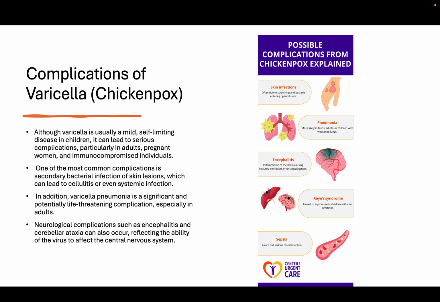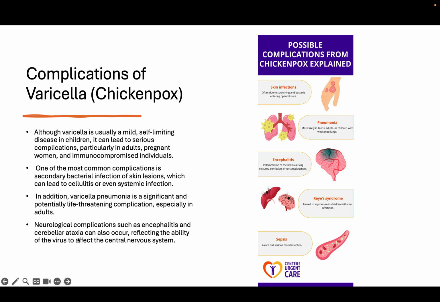So when you look at the complications, generally with chickenpox, usually it's very mild, it's self-limiting in children, you don't get much. But the complications happen much more in adults, specifically also in pregnant women and immunocompromised individuals. Because with varicella or chickenpox, these vesicles are literally creating a lot of openings in your skin. This allows secondary bacterial infections to get inside and cause many different types of infections, specifically cellulitis and systemic infections.